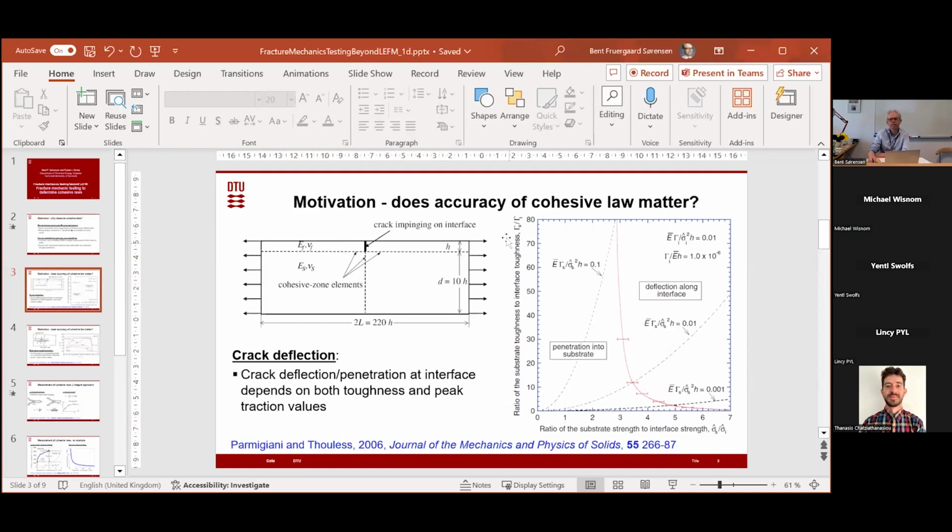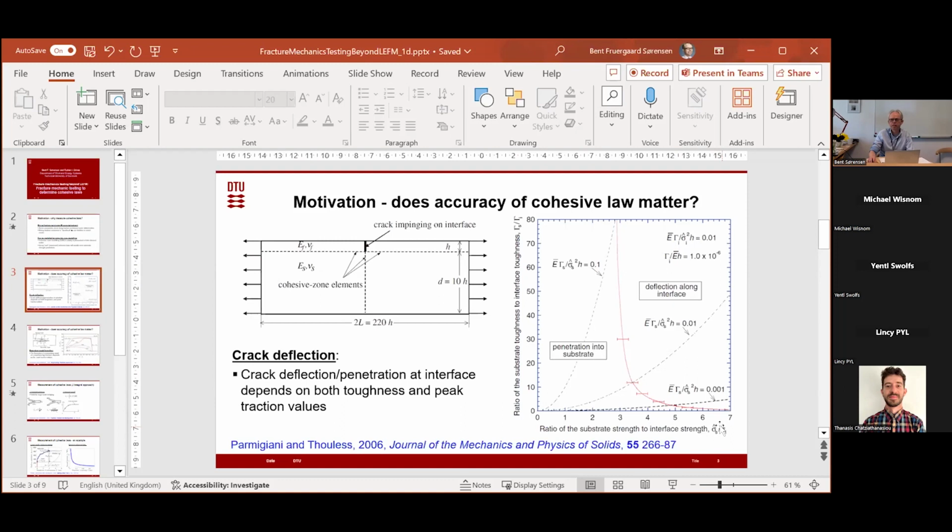Well, this is a graph over here. This shows the ratio of the fracture toughness of the substrate and the interface. This axis here shows the ratio of the strength of the substrate and interface cohesive laws. And we see, the red curve is making the demarcation between when we have penetration into the substrate, and to the right-hand side is when we have deflection into the interface.